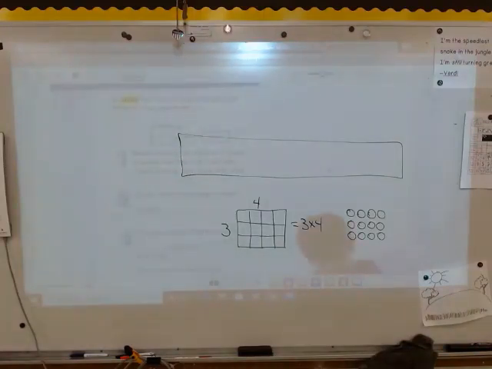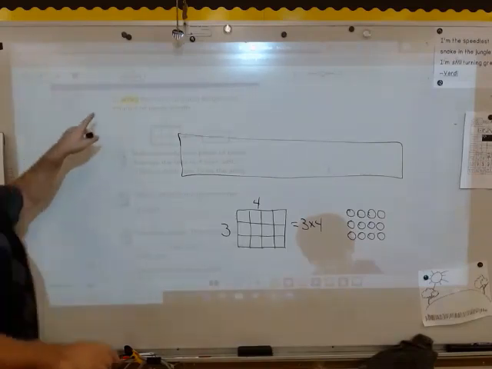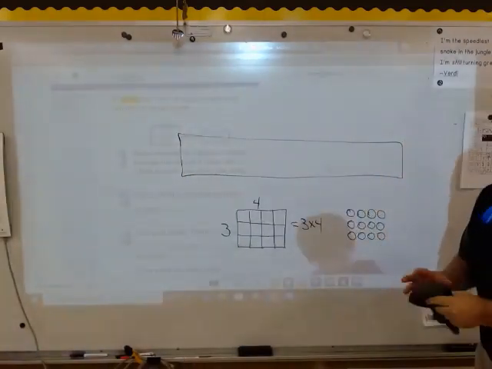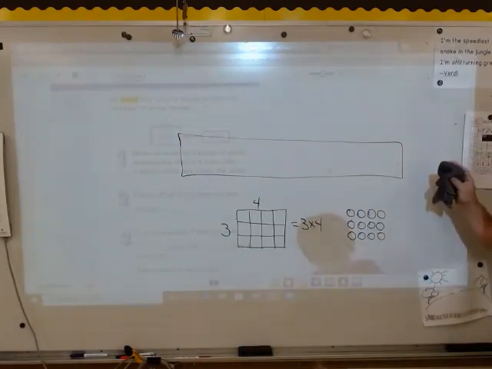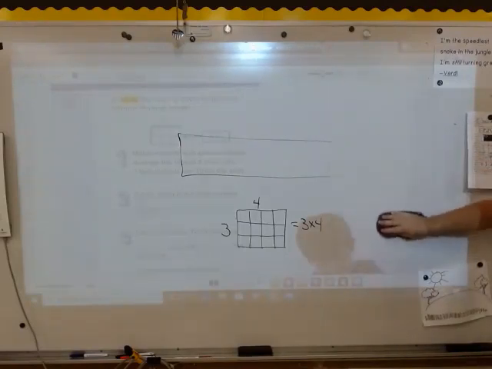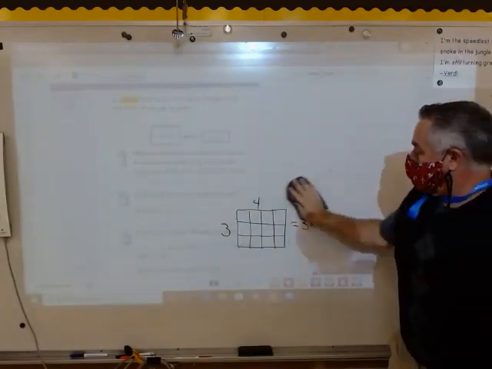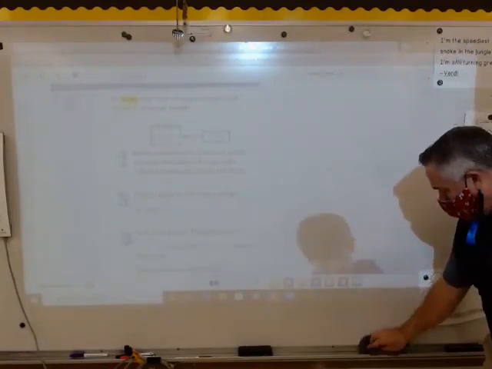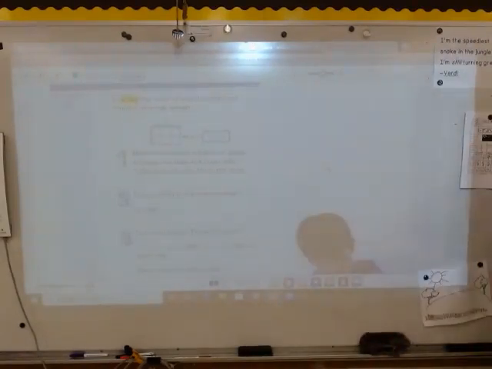Okay, on our page at the top, let's start to learn a little bit more about arrays. Can somebody read what an array is at the top there? Only Bethany knows how to read it. Zoe, go ahead and read it nice and loud. An array has rows of equal length and columns of equal length. Okay, let's make sure that we understand the word row and the word column.